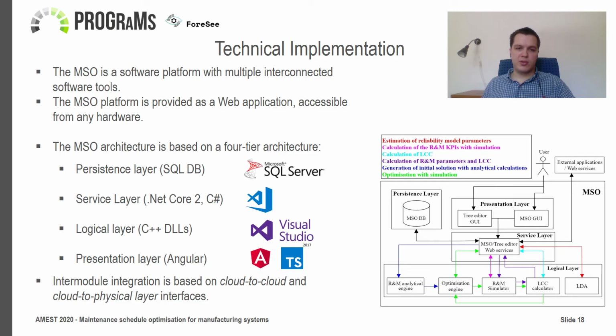The MSO architecture is a 4-tier architecture, which is composed of the following layers. First, there is a persistence layer, which is the database behind the application. Then there is the service layer, which contains the web services, responsible, among others, for the intermediate communications. The logical layer, where the application logic and the main functionalities are located, is also part of this architecture. And finally, we have the presentation layer, which is responsible for the user interfaces.